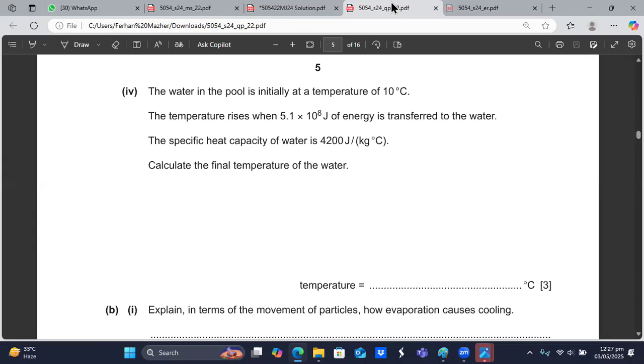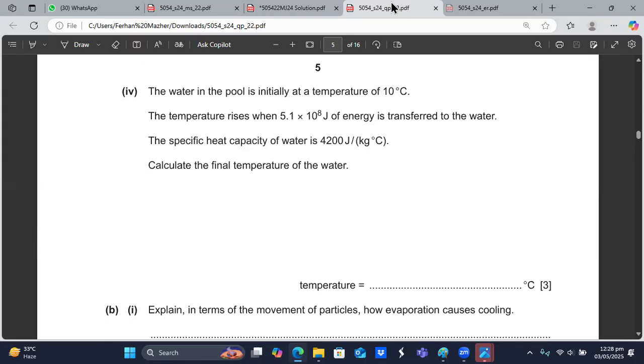You know, when heat is given to a body and its temperature changes, the formula we use is heat is equal to mc delta theta. Or you can say mc delta T. Sometimes people write it like this. m is the mass of the water, c is the specific heat capacity of the water, and delta T is the change in the temperature.